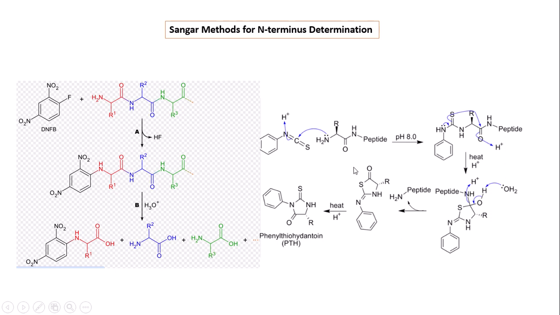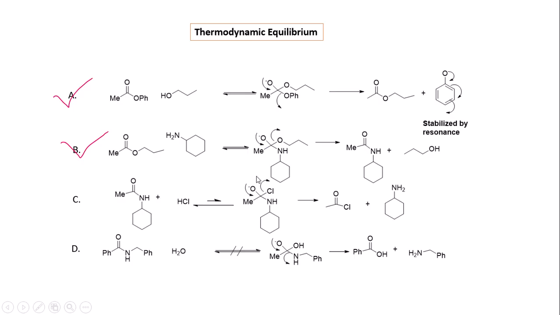For that reason, Edman degradation is used for N-terminus determination, and we get the phenylthiohydantoin derivatives. These derivatives are stable, and we can easily determine the sequence of the amino acids using Edman degradation. These two reactions are very important in peptide chemistry.